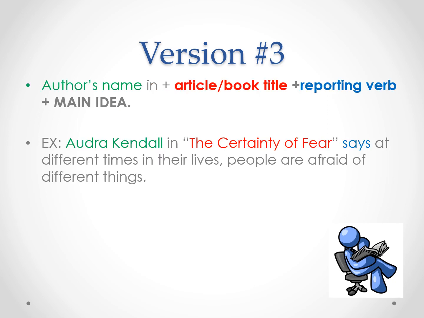The third version, in my opinion, is the simplest version to use, mainly because it doesn't require any commas and it's pretty straightforward. So in this one, we start off with the author's name and then we have "in." Notice that "in" is in all of these versions in front of the title. And then we have the reporting verb and the main idea. So in this one, again, author's name, and then we have "in," the name of the article. Notice that there's no comma here, right? There's no commas in this one at all. "Says," and then we go through the rest of it.